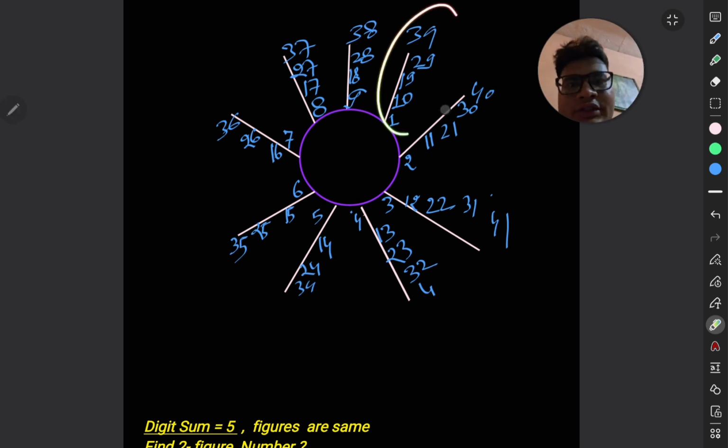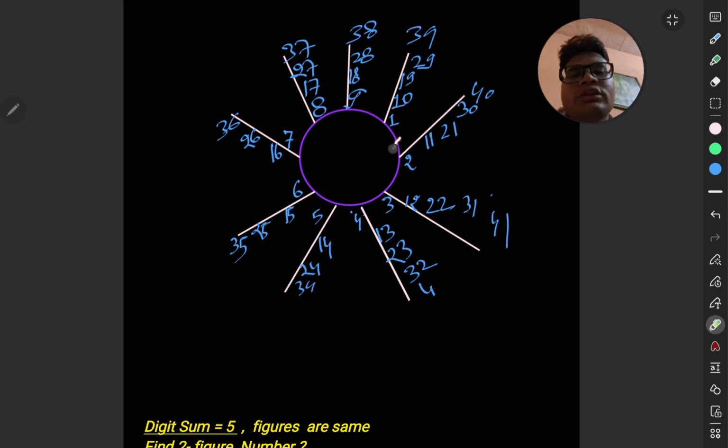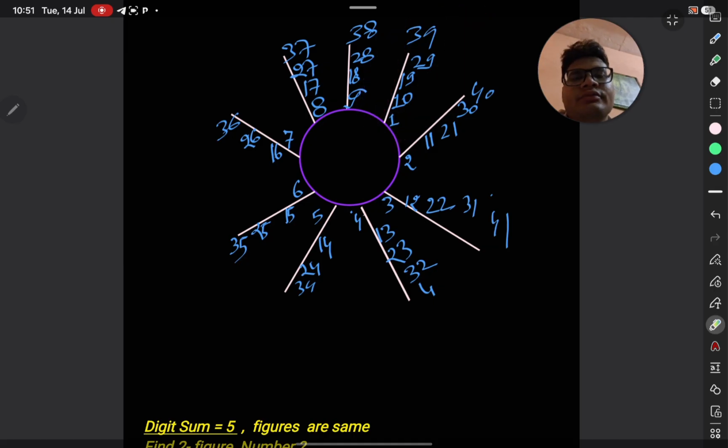You have to notice the first branch. The first number is 1, a one digit number, and the digit sum of a one digit number is itself. Also, the digit sum of the numbers written in the branch of 1, all these numbers, is 1. 1 has digit sum 1, 10 has digit sum 1, 19 has digit sum 1, 29 has digit sum 1.